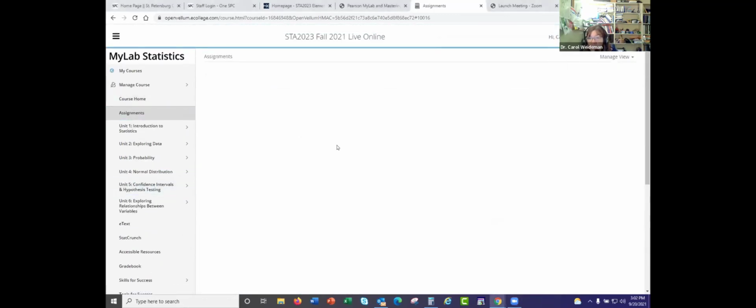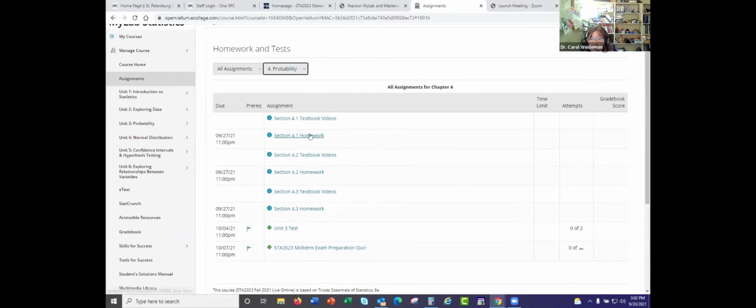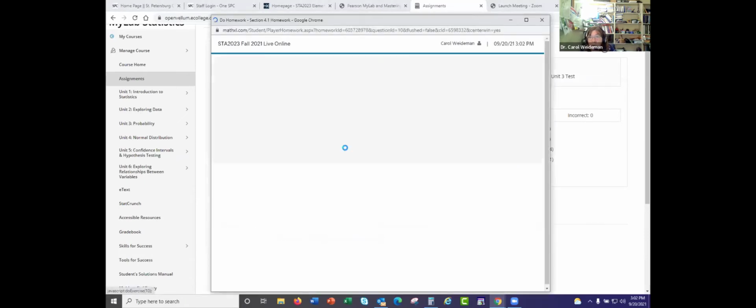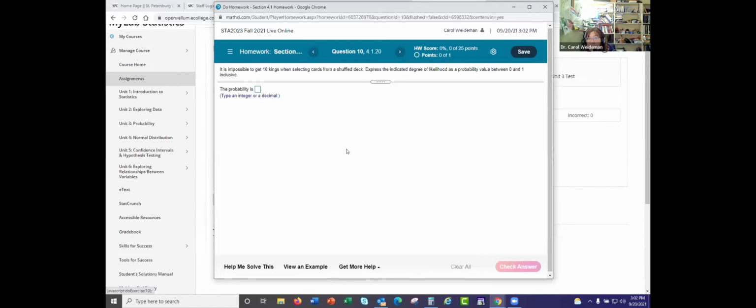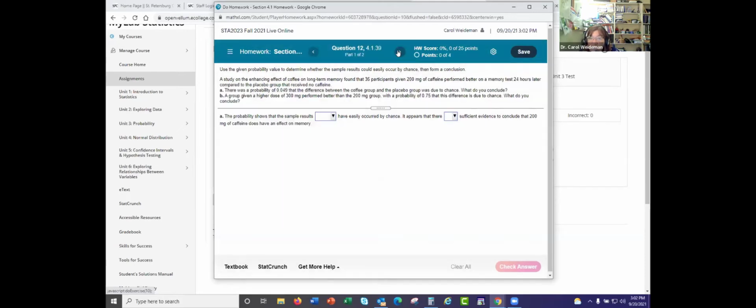There's 3 sections that we cover in chapter 4, which is 4.1, 4.2, and 4.3 that we did today. There's not a lot of homework problems in here because we just really don't do that much probability anymore in the stats class. So here's a probability. It says it's impossible to get 10 kings. Express this as a probability number between 0 and 1. That's a pretty easy question. That's one with a conclusion like we did a couple examples of those. Same thing on this one, there's a conclusion one.